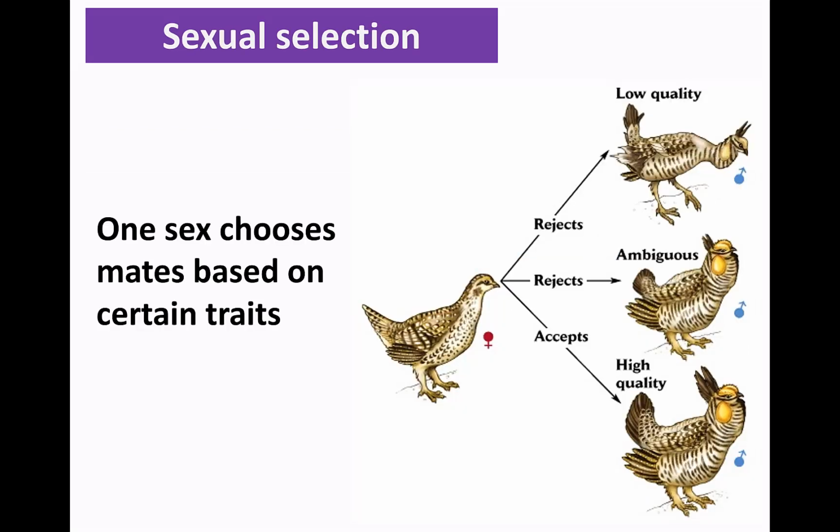In sexual selection, let's say that the female chooses the male based on characters that are only possessed by the male. This preference will drive more males in the population to have those characteristics.